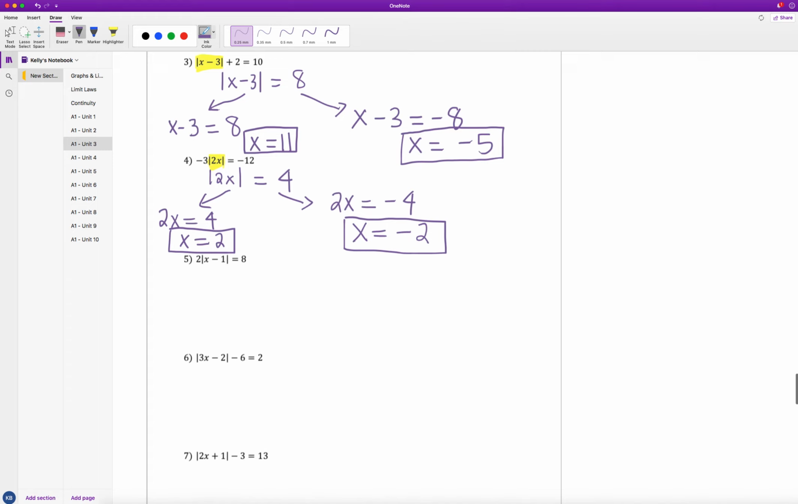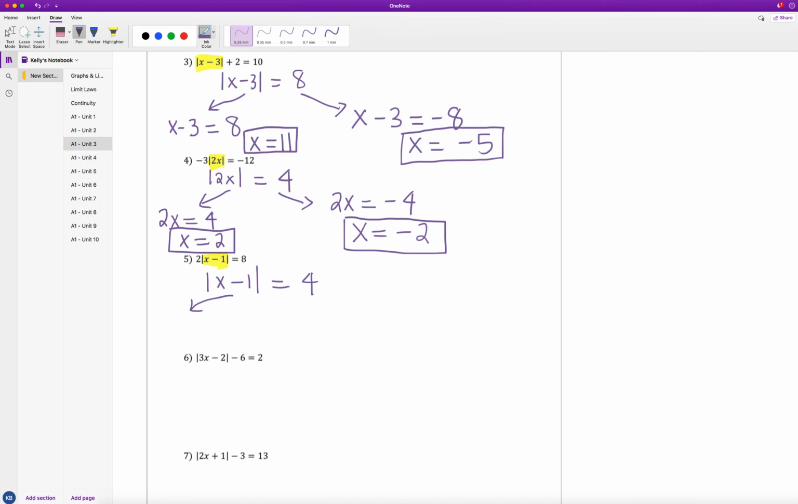Okay. Why don't you guys pause the video and do example 5 on your own first, and then we'll check it together. So in example 5, the first thing I have to do is get this absolute value part isolated. So I'm going to divide through by the 2. So I have absolute value of x minus 1 equals 4.